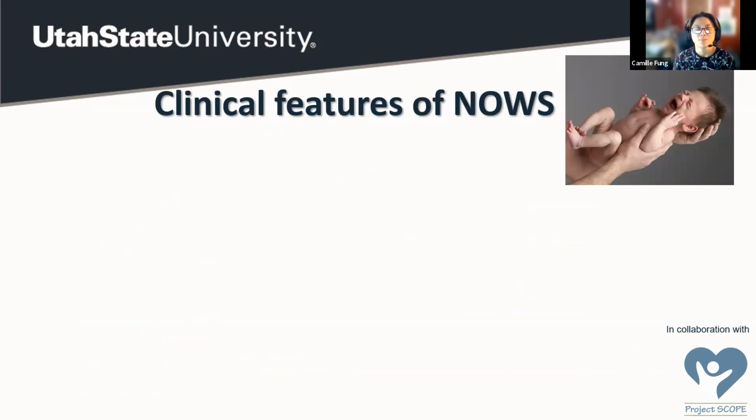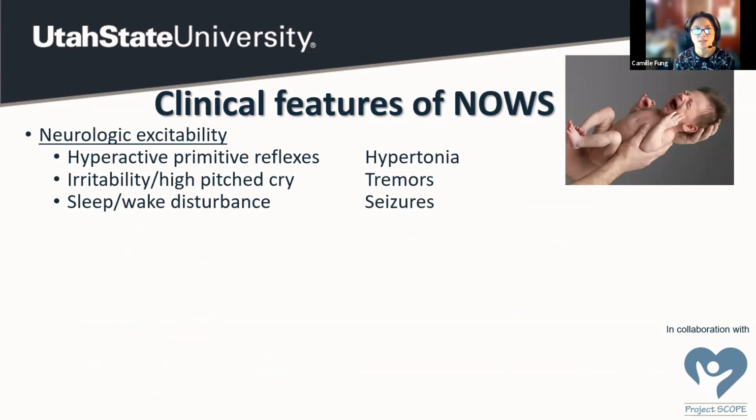Many of you are probably familiar with the clinical features of NOWS, and I think of them really as three big systems that are affecting the baby. There is neurological excitability, and this category is manifested by hyperactive primitive reflexes. They are irritable, they have a high-pitched cry, they have sleep-wake disturbances, they are hypertonic, and they are tremulous. And the worst case scenario is if they actually develop seizures.